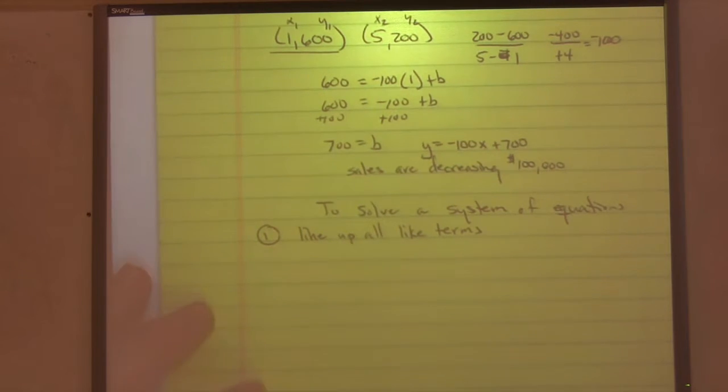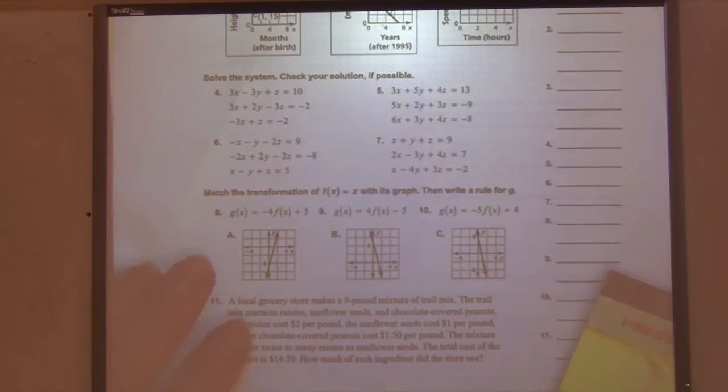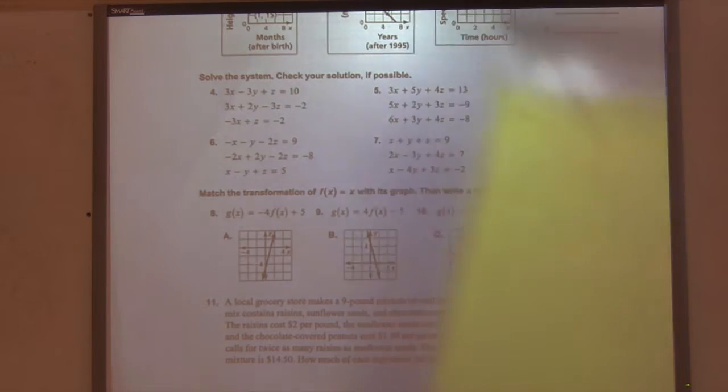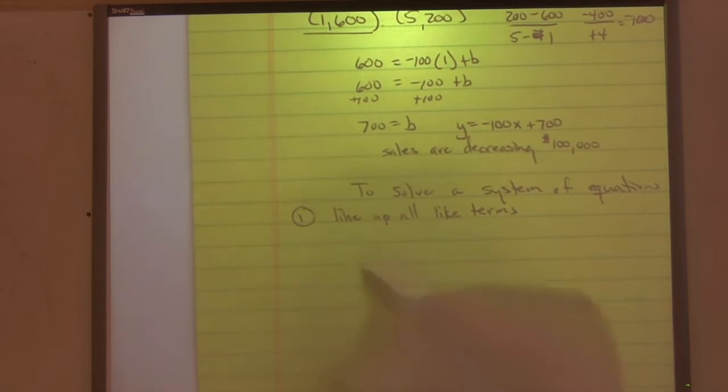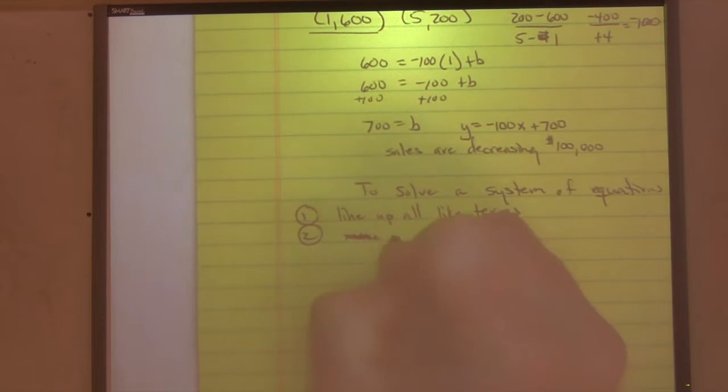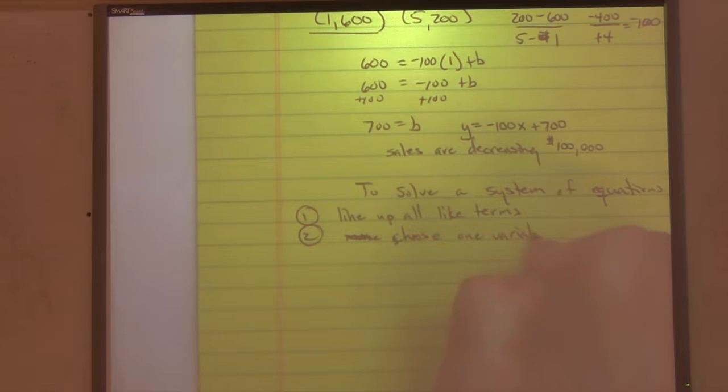Okay? So as we look at these equations, we want to make sure the x's, the y's, and the z's are all lined up underneath each other. The second thing we want to do, because we're going to use elimination, is choose one variable to eliminate.